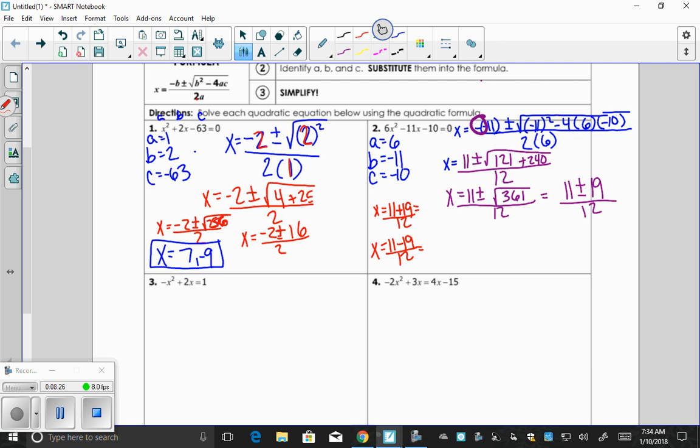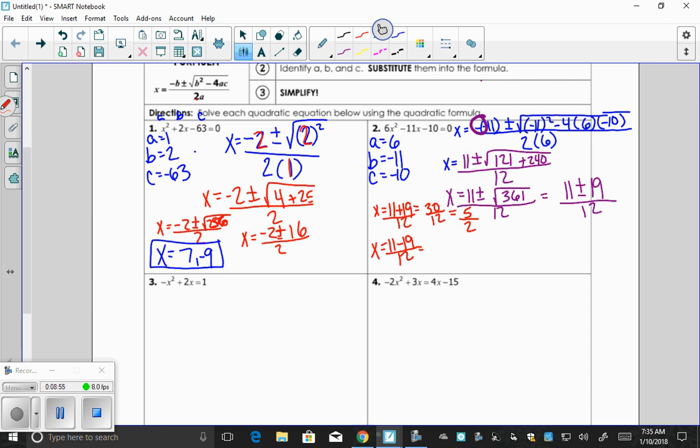So 11 plus 19 is going to be 30 divided by 12, which will also simplify again. A number that will go into both 12 and 30 is 6. 30 divided by 6 is 5. 12 divided by 6 is 2. So that's the answer to my first set, 5 over 2.